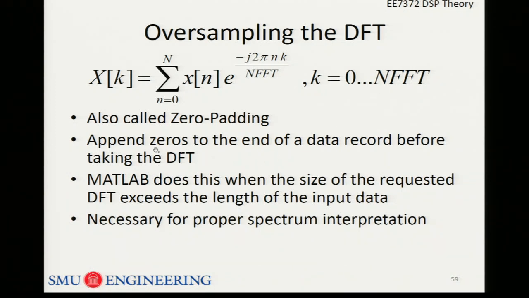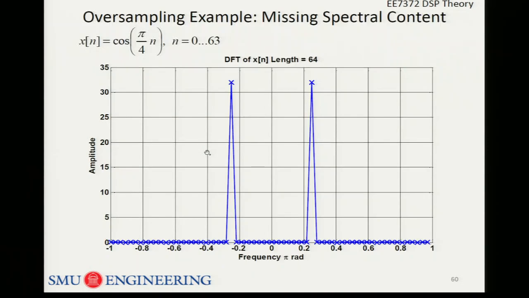So basically, how do you do that? It's kind of the same thing as appending zeros to the end of the data record before taking the DFT. And MATLAB will do that for you. I think we already experimented with that when using FFTs to help us do linear convolution. The second argument of the FFT will tell you the length. So it appends the data record with a whole bunch of zeros to make it NFFT long. And this really is necessary for proper spectrum interpretation, as we'll show in the next few slides.